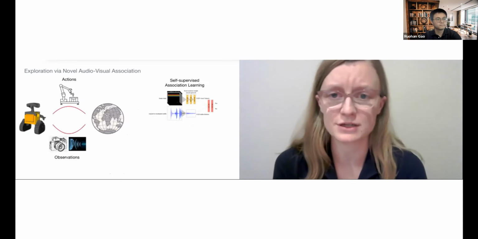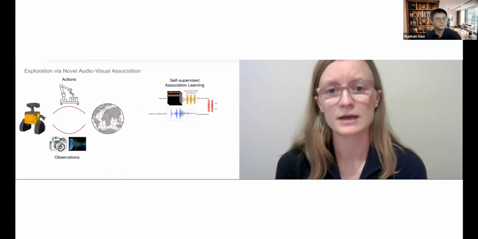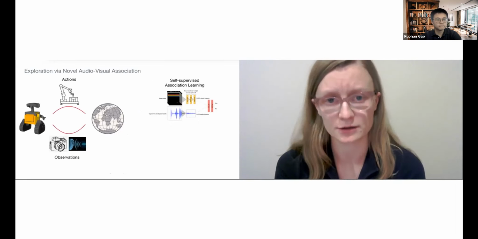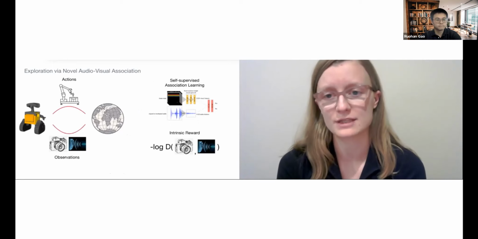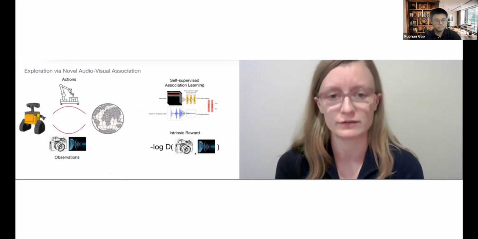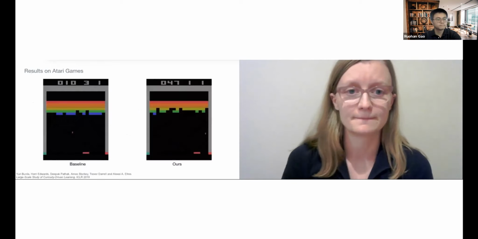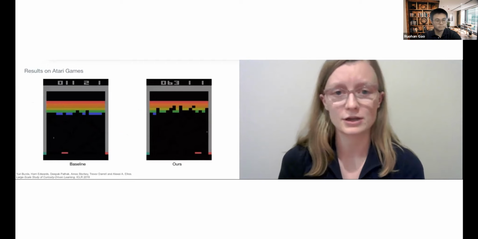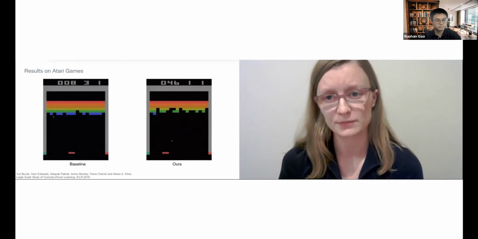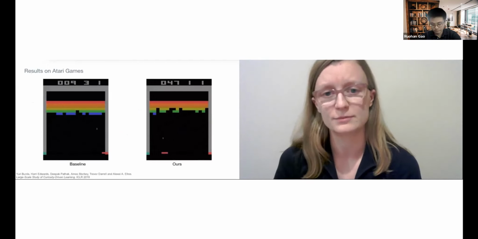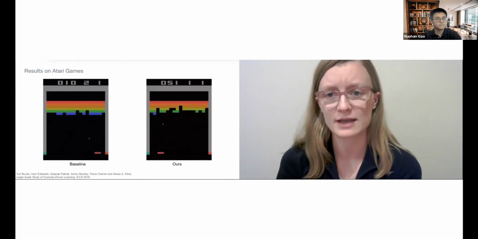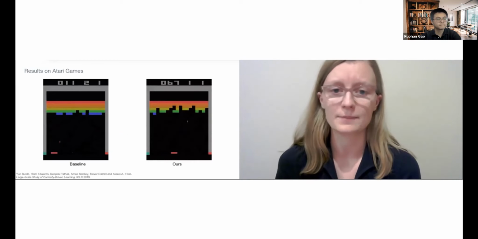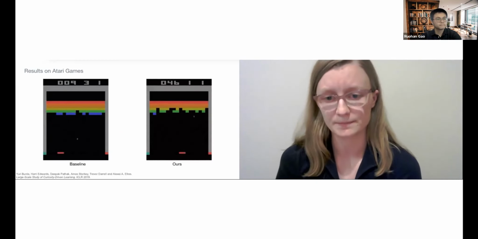We learn this association model online during exploration. The agent might encounter an audio-visual association that it has not yet learned, in which case the agent receives reward for uncovering this novel association. Here we show qualitative examples comparing our method with curiosity via self-supervised prediction. Notice the baseline agent on the left moves the paddle rapidly, as this stochasticity is hard to predict. On the right side, our agent explores what happens when bricks from different levels are cleared.